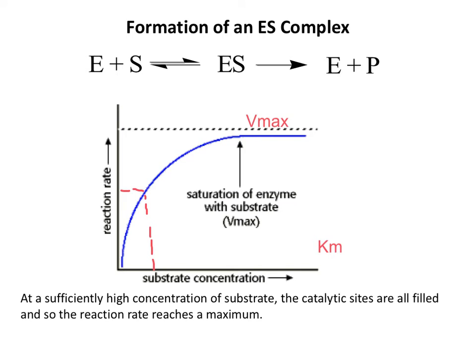Vmax is the reaction rate when the enzyme is fully saturated. Km is the substrate concentration at which the reaction rate is half its maximum.